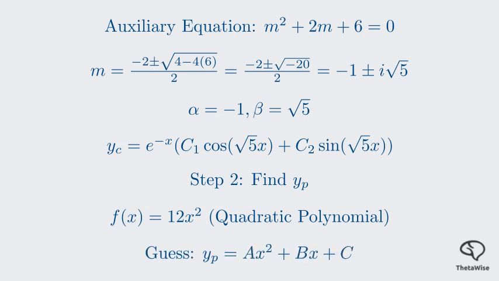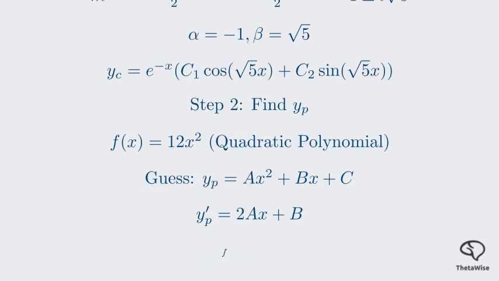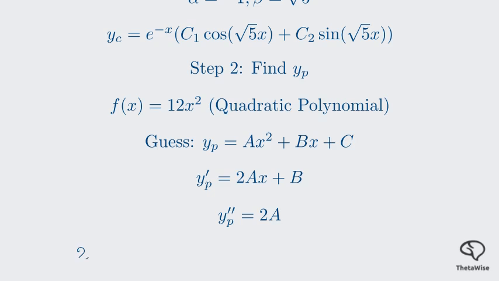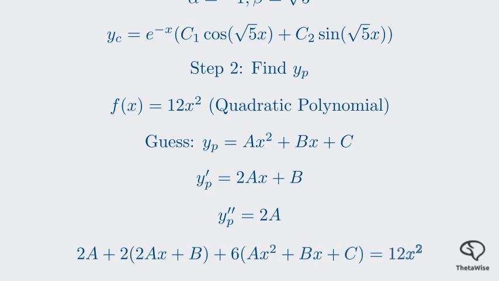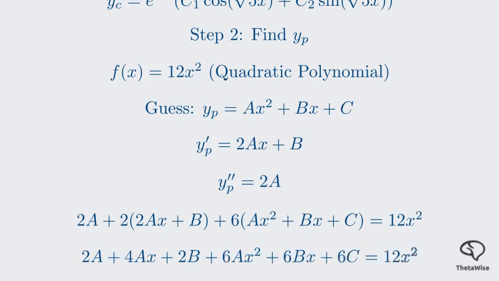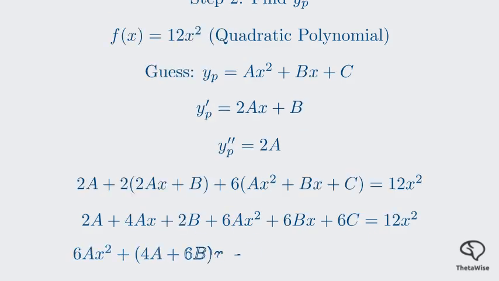Now we differentiate our guess. The first derivative, yp prime, is 2Ax plus B. The second derivative, yp double prime, is just 2A. Substitute these into the non-homogeneous equation. We get 2A plus 2 times (2Ax plus B) plus 6 times (Ax^2 plus Bx plus C) equals 12x^2. Now, the key is to expand and collect terms by power of x. This will allow us to equate the coefficients on both sides. First, we expand everything. Then we group the x squared terms, the x terms, and the constant terms.